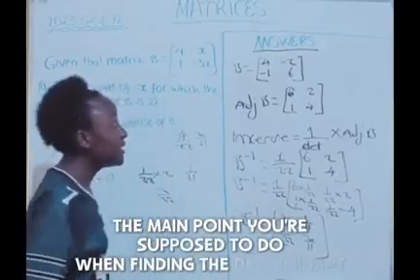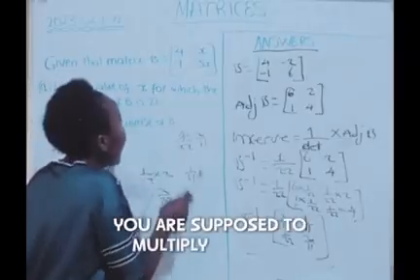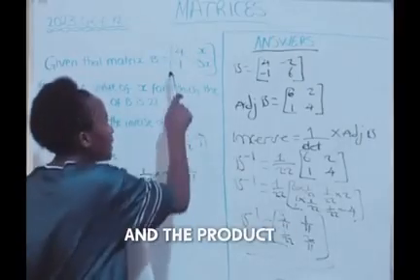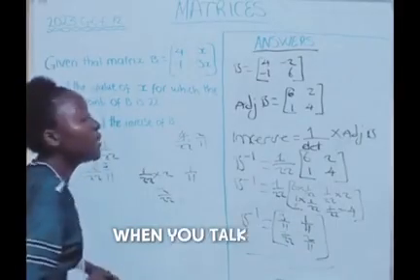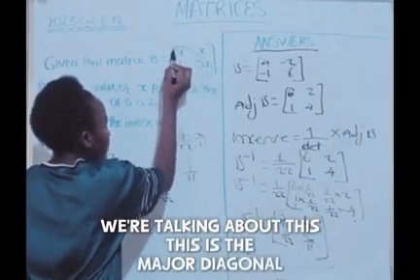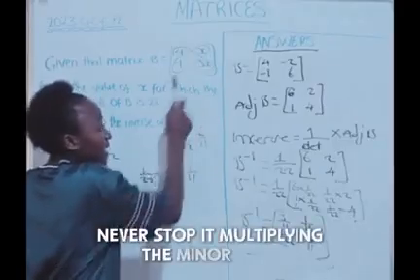When finding the determinant, you are supposed to start by multiplying those in the major diagonal, the product in the major diagonal, and the product in the minor diagonal. You are supposed to subtract them. So you are supposed to take note that when you talk about the major diagonal, we are talking about this. This is the major diagonal. Then this is the minor diagonal. Never start with multiplying the minor first, okay?